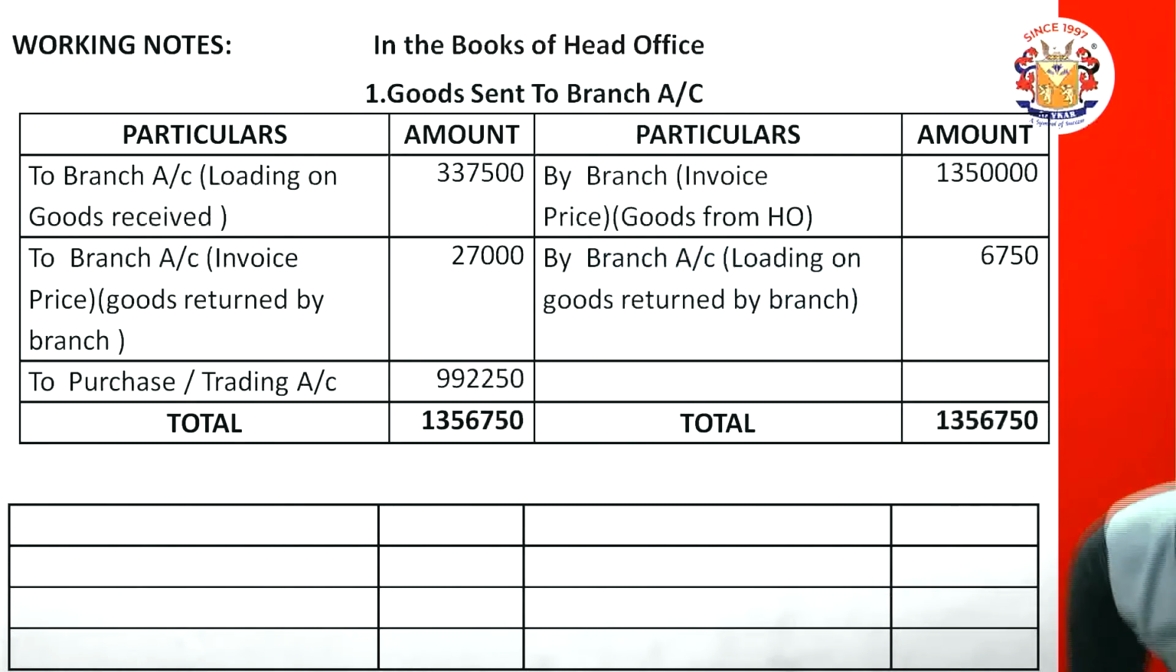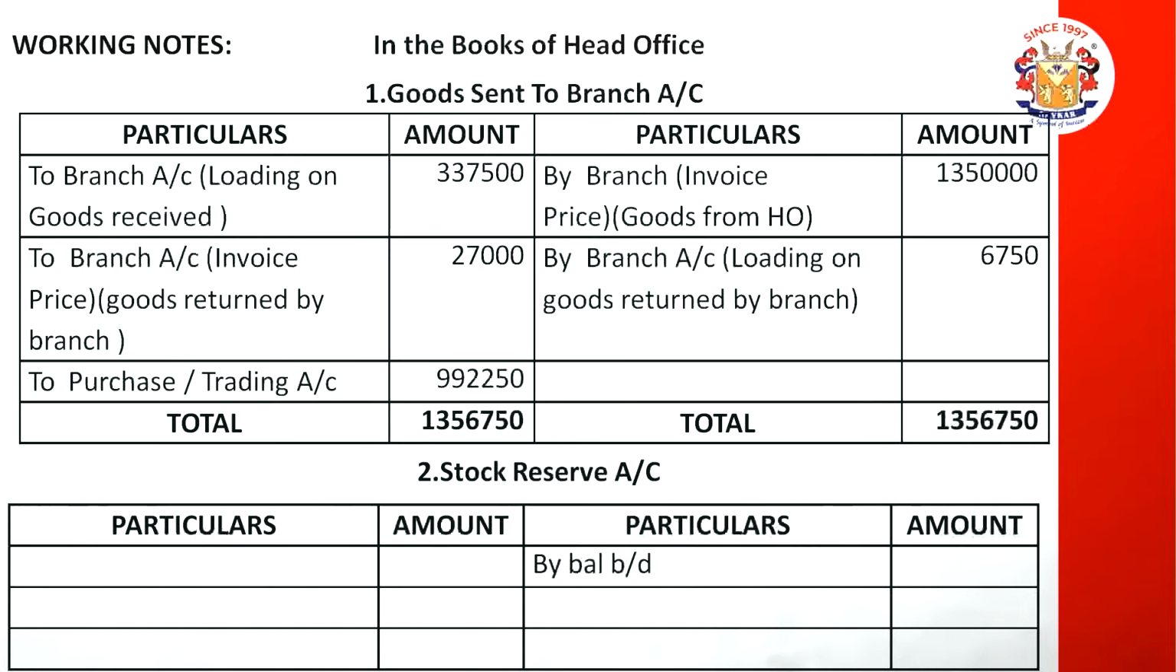Next one, stock reserve account. Opening balance of stock reserve 33750. This is ultimately at 33.33 percent, the value of opening stock. This stock reserve will be cancelled in the current year, so the journal entry will be stock reserve account debit to branch 33750.